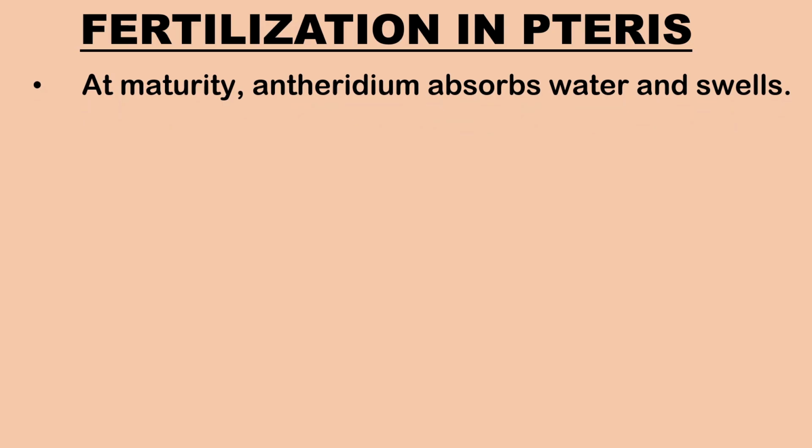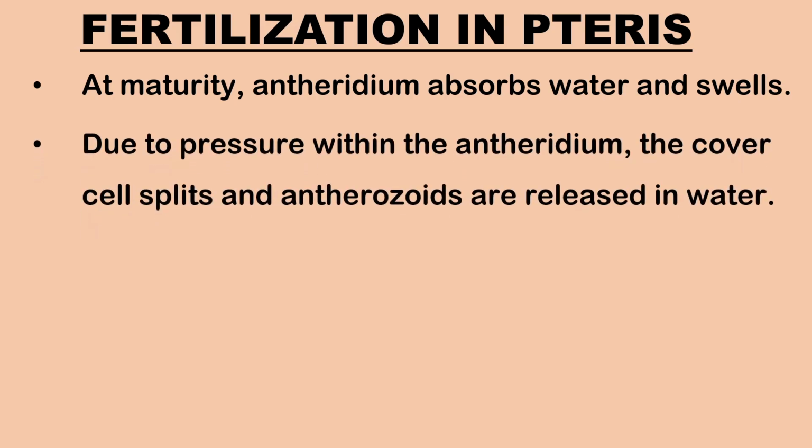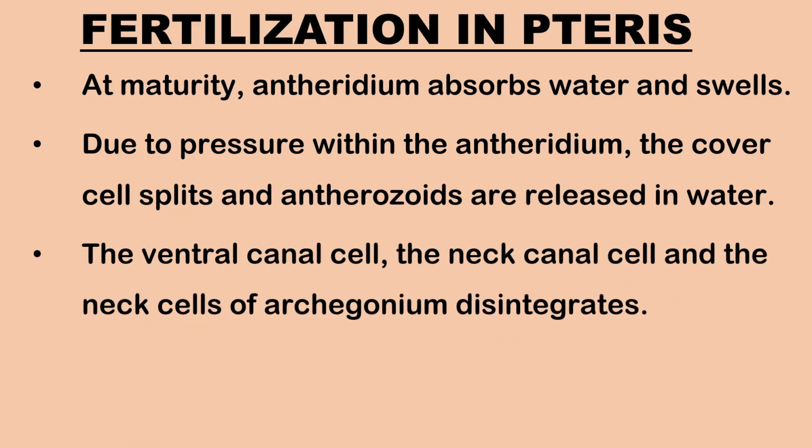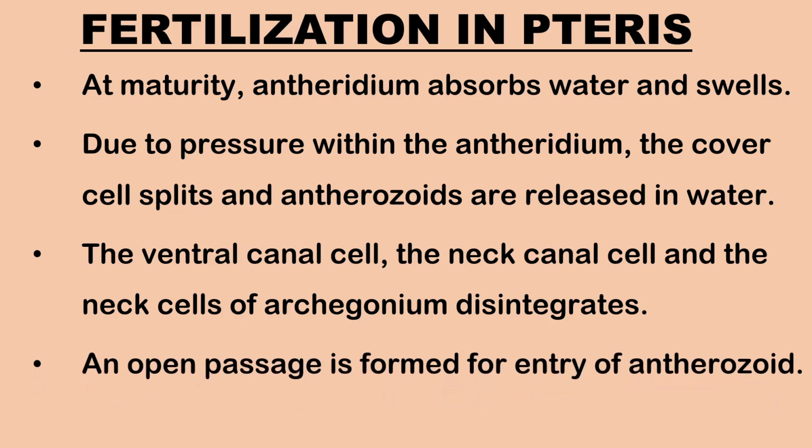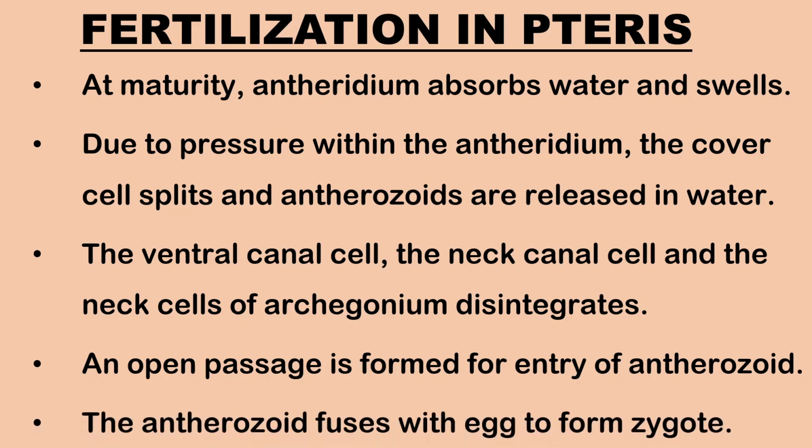At maturity, the antheridium absorbs water and swells. A pressure is created within the antheridium due to which the cover cells split and the anthrozoids are released in water. In the archegonium, the ventral canal cell, the neck canal cell, and the neck cells disintegrate. An open passage is formed for the entry of the anthrozoid. Mucilage is produced and one of the anthrozoids enters and fuses with the egg to form the zygote.